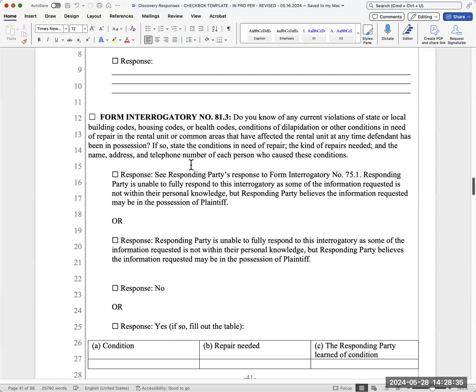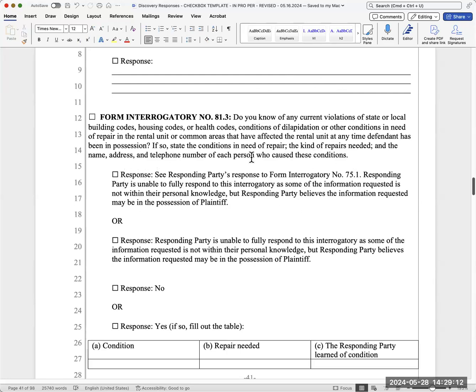So this answer says, yes, I know of some bad conditions that have existed in my unit and in the common areas, and I answered those in 75.1. But I can't answer all of what this question is asking because some of the repairs to the building or my unit might not be in my knowledge, but in the plaintiff's knowledge. So that's why you check this if you answered 75.1. If you answered 75.1, you should consider this response.